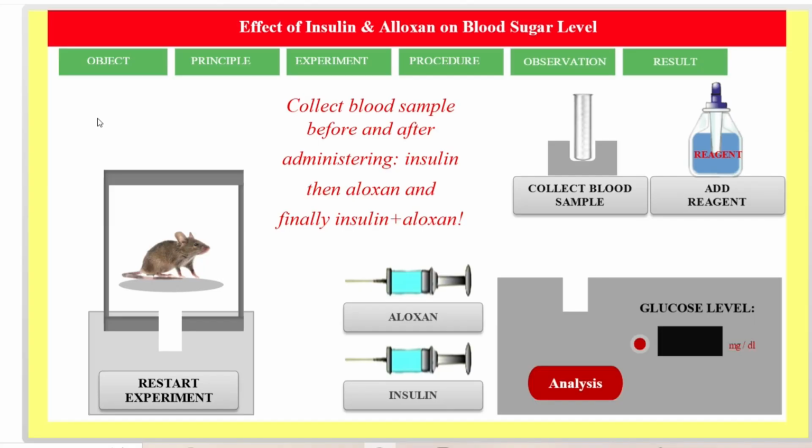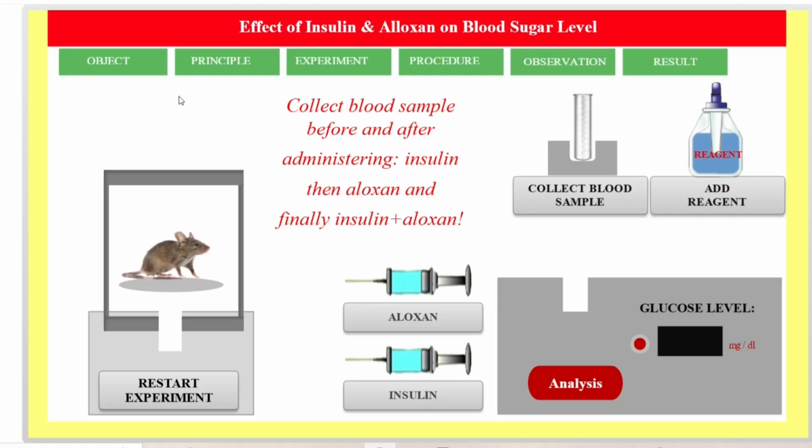After clicking to start the experiment, we find a well-designed interface. In that we can see a rat, a test tube to collect blood samples, a reagent bottle, an Alloxan injection, an insulin injection, and a glucometer. So this is the arrangement we can find in the interface. Here we can see the objects, principle, experiment, procedure, observation and results.